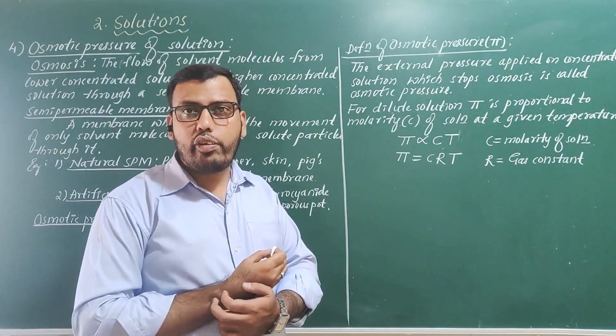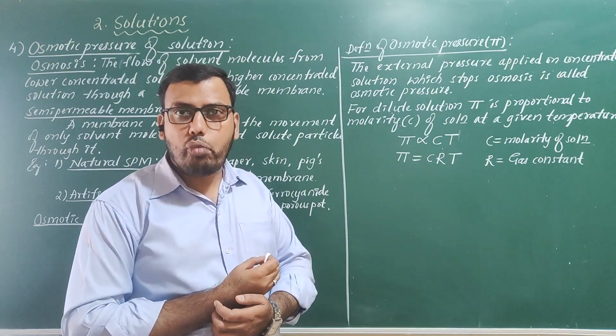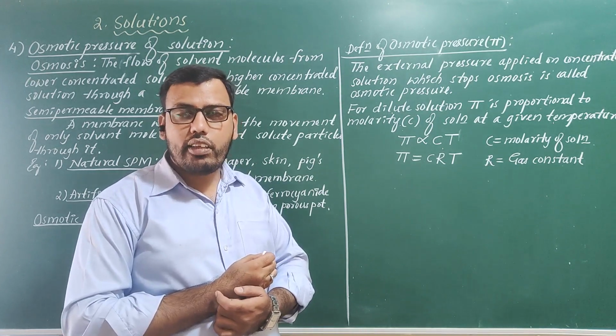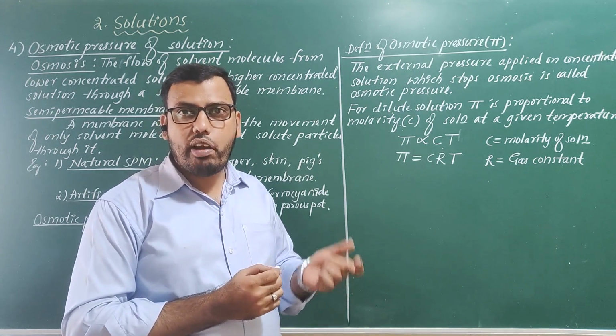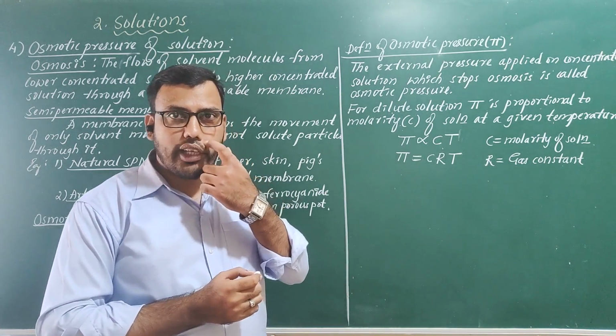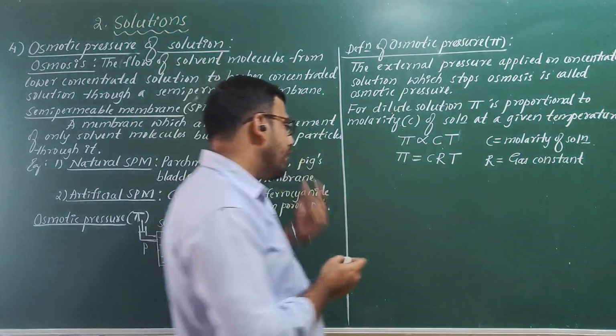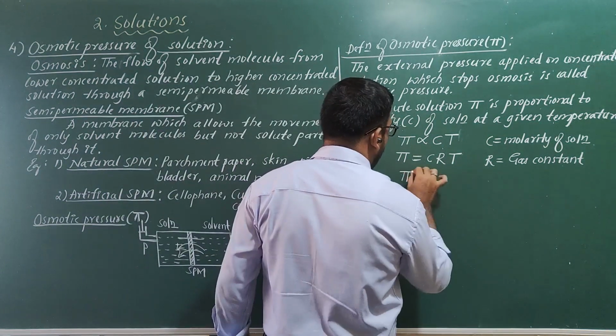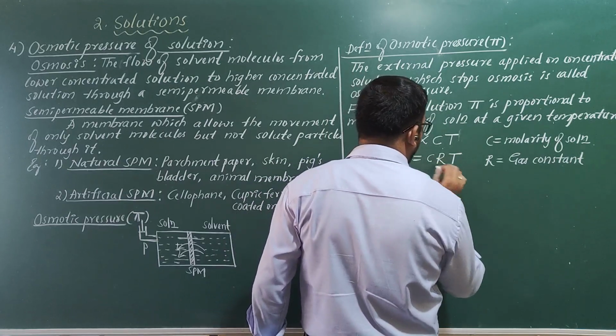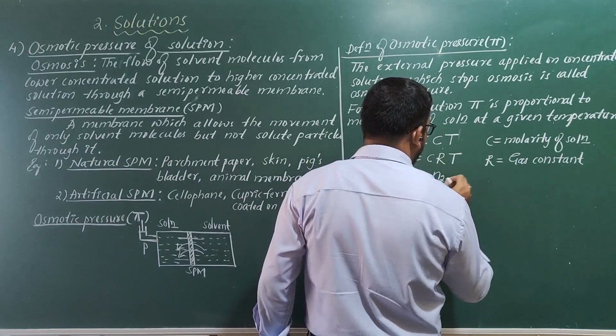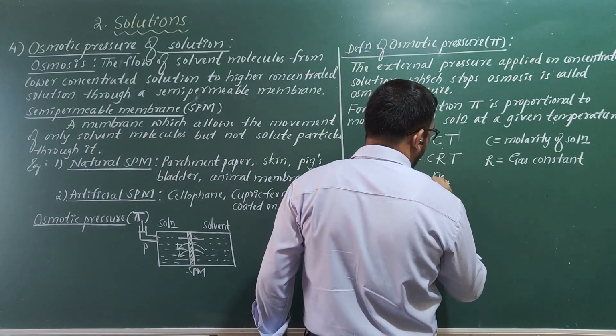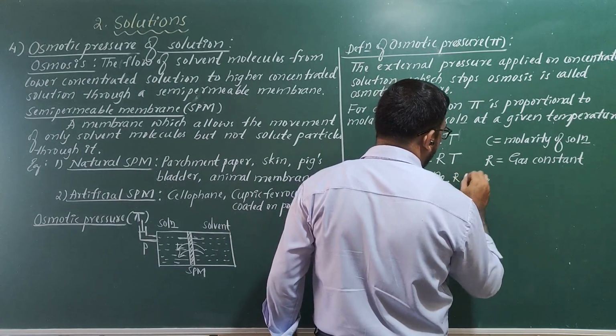Now let us write the value of C. What is C? Molarity. What is molarity? Moles of the solute divided by volume of solution. So N2 divided by V. So in place of pi, we can have the value of C, and C is nothing but N2 divided by V. So pi is N2 by V into R into T.